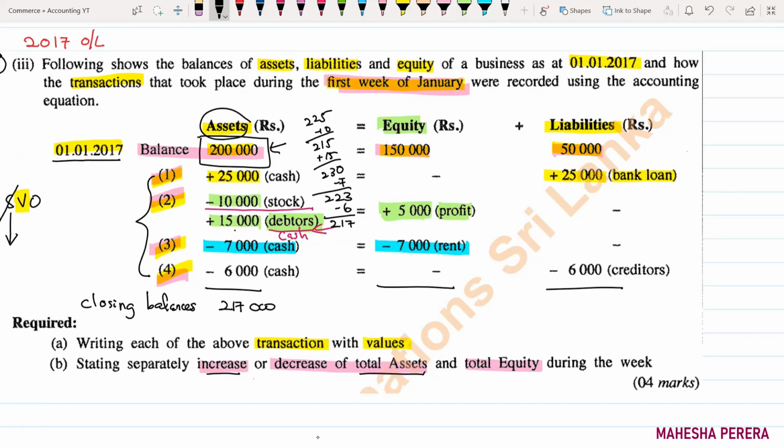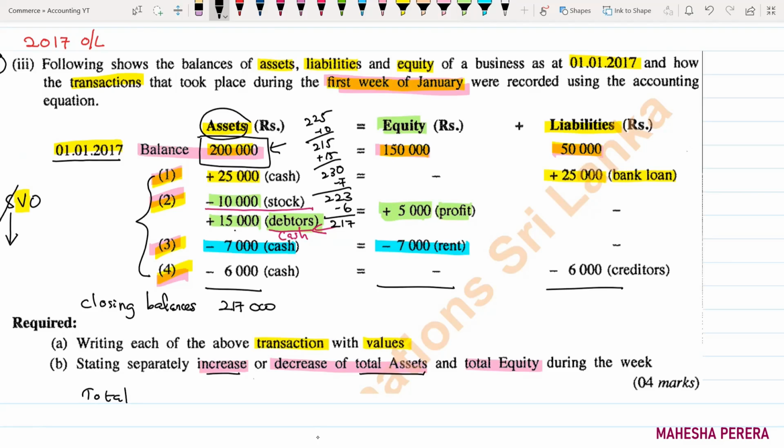Right. So when we pay attention to assets, we can see that. What can you see? What has happened to assets value? It has been increased, right? Increased by how much? From 200,000 to 217,000. That means by 17,000 rupees, the total assets has been increased. So you can write that sentence, right? Let's write like this. I'll write here, right?